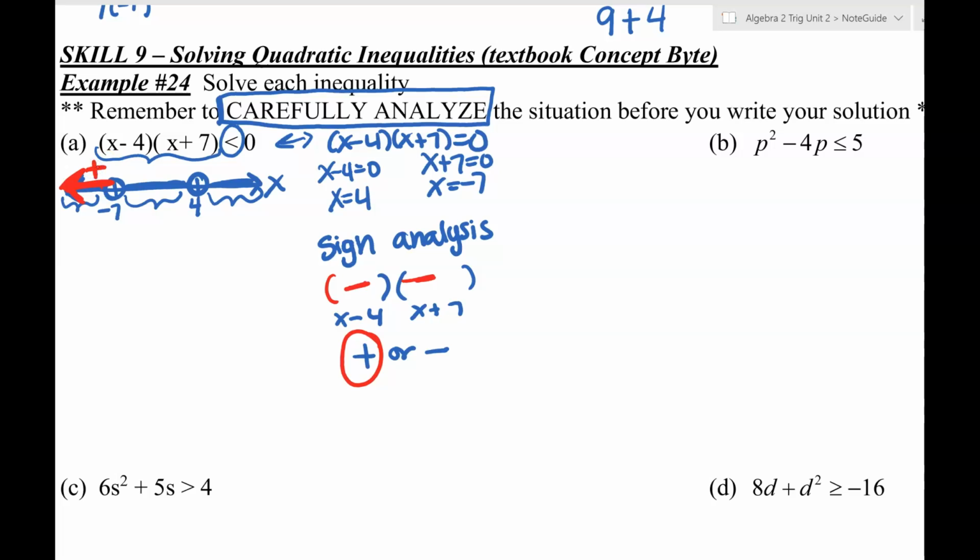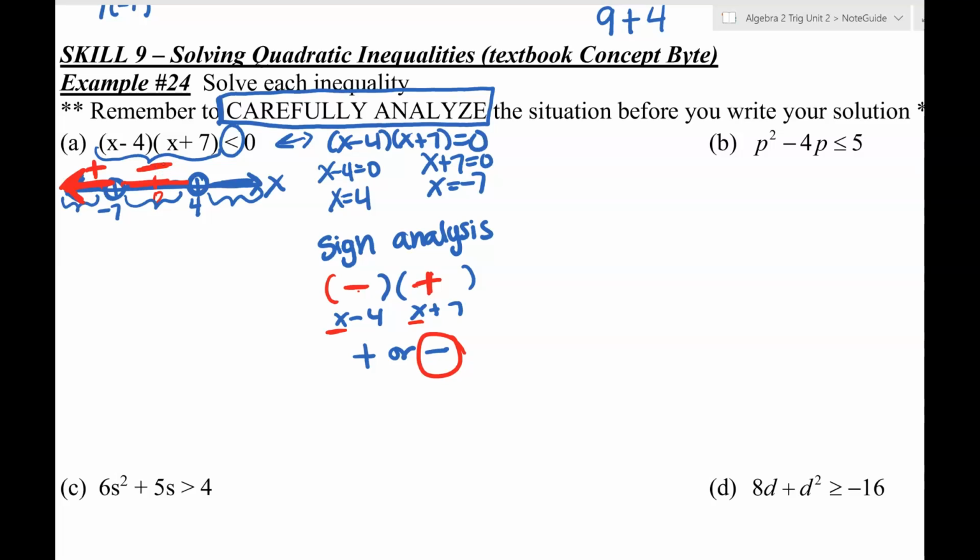It'd be different for each one, but I just care, does it turn out to be positive or negative? So what happens when you plug something in between -7 and positive 4? Let's say I decide to test 0. 0 minus 4 would be a negative. 0 plus 7 would be a positive. When the negative number multiplies the positive number, it's going to result in a negative. So all the x's in here are giving me negative values.